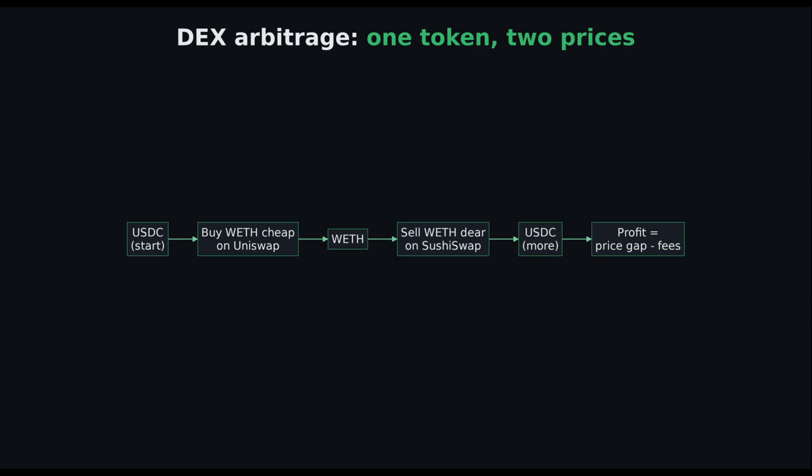So picture, we start with some USDC on Uniswap, where WETH has just gotten cheaper. We buy WETH. Then on SushiSwap, where WETH is still expensive, we sell that same WETH back for USDC. We end with more USDC than we started. The profit is the price gap minus the swap fees and gas. And crucially, it all happens in one atomic transaction.